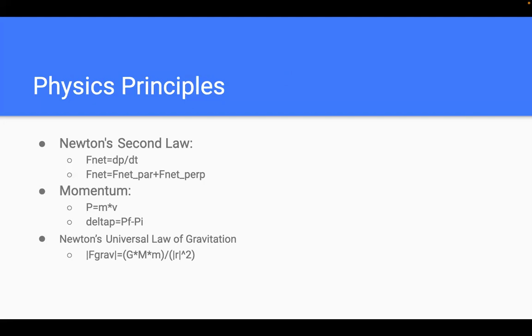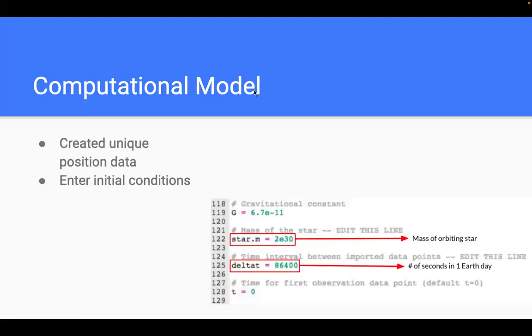The physics principles used are Newton's second law with F net equal dp over dt, F net equal to F net parallel plus F net perpendicular, and then momentum, p is equal to m times v, and delta p is equal to p final minus p initial. And then we used Newton's universal law of gravitation, which is the absolute value of F gravity is equal to G times capital M times lowercase m over the absolute value of r squared.